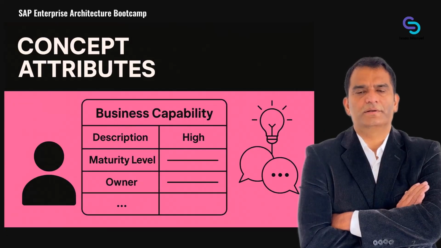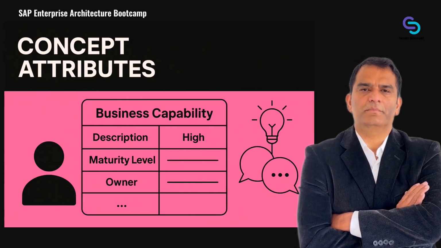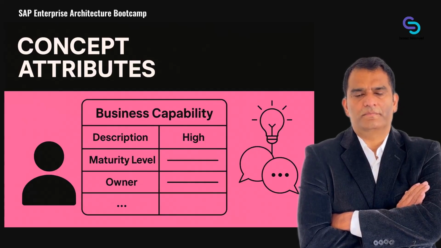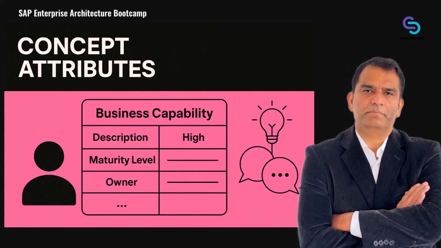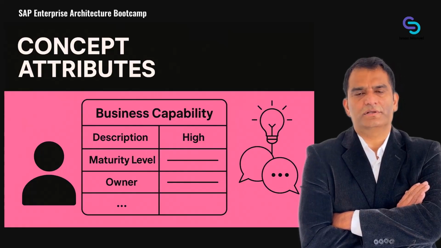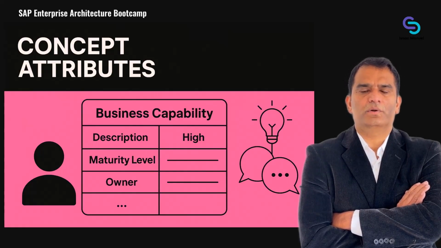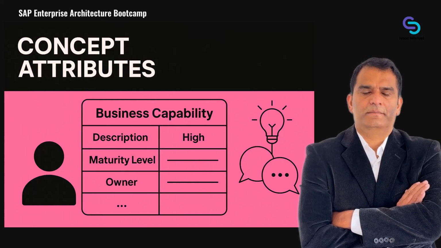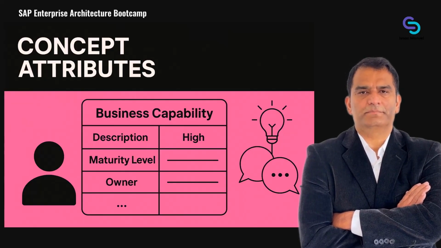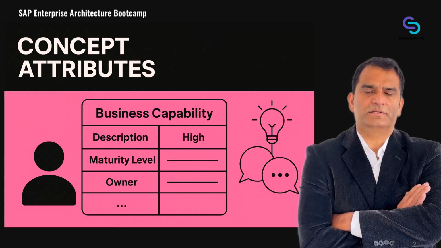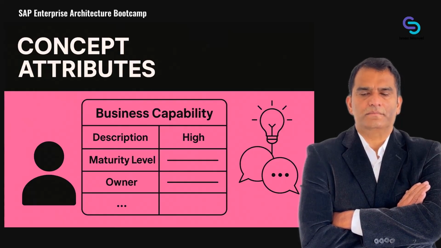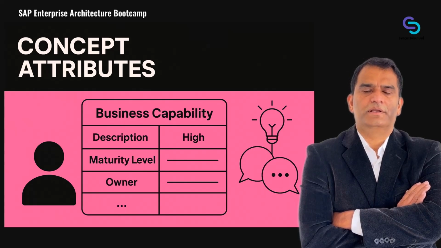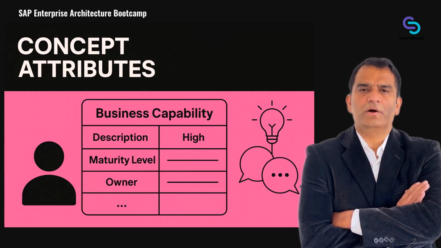In addition to concepts and relationships, the meta model often defines attributes for each concept. For example, a business capability might have attributes like a description, a maturity level, an owner, and so on. SAP's framework likely provides templates for these. By keeping such information, you enrich the architecture documentation. For example, listing an owner for each capability or system ensures accountability.